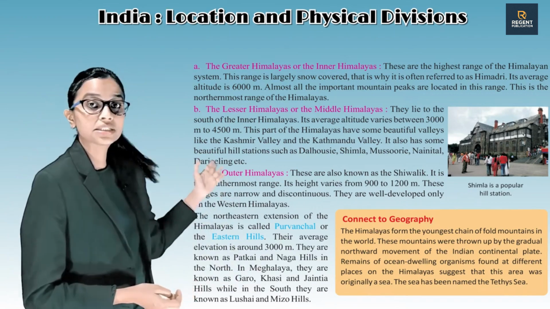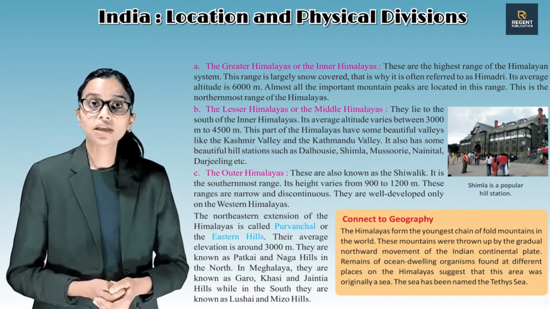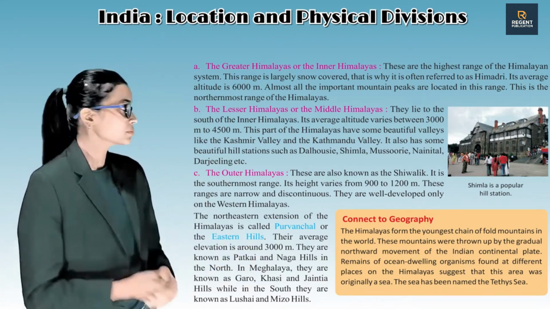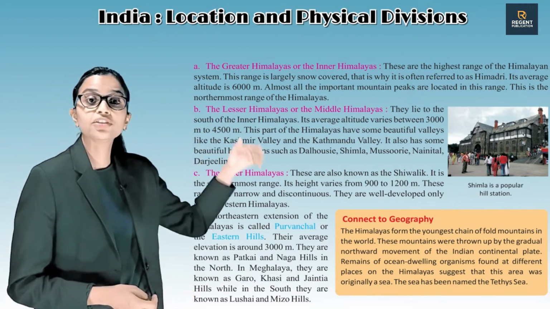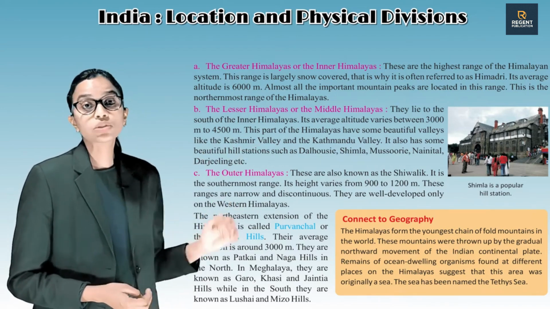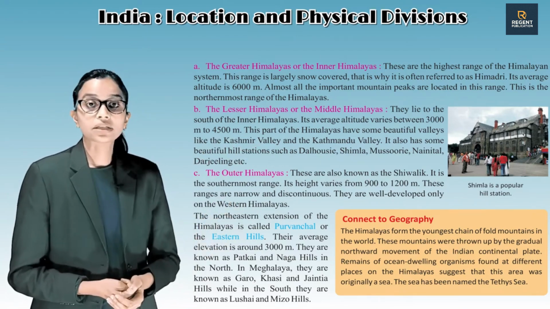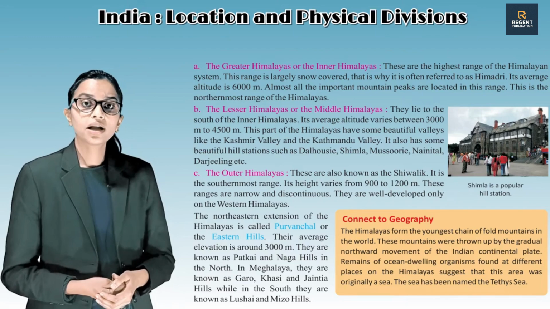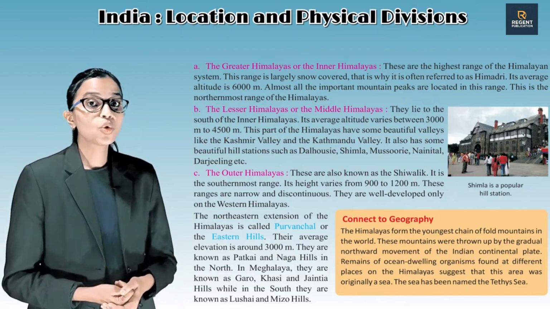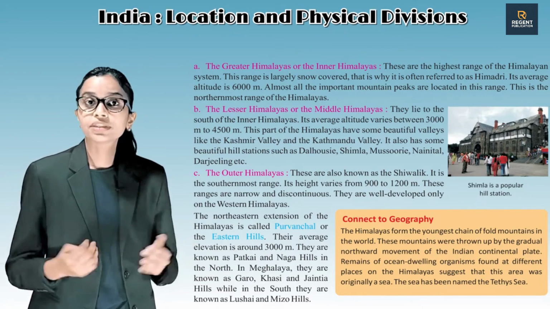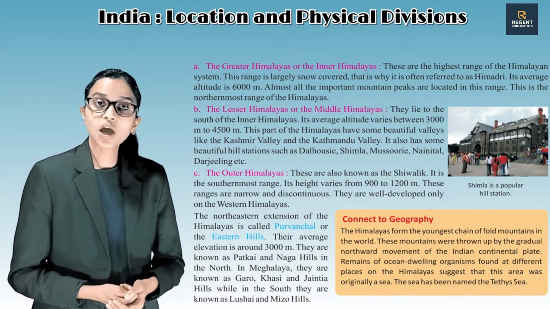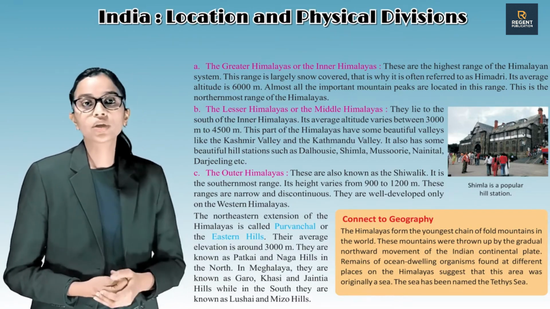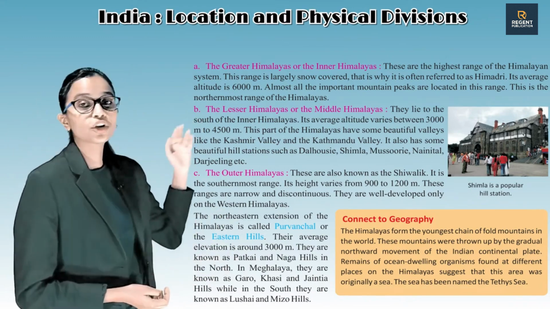The northeastern extension of the Himalayas is called Purvanchal or the Eastern Hills. Their average elevation is around 3,000 meters. They are known as Patkai and Naga Hills in the north. In Meghalaya, they are known as Garo, Khasi and Jaintia hills, while in the south they are known as the Lushai and Mizo hills. So let's connect to geography.